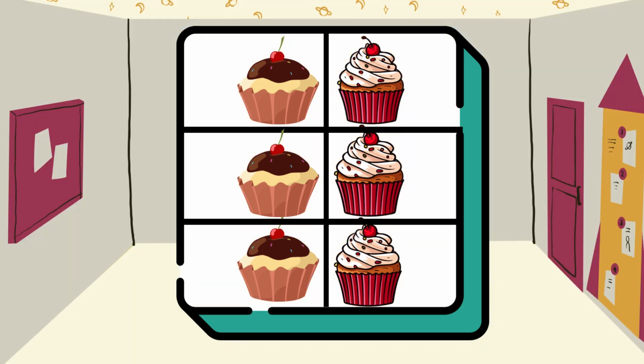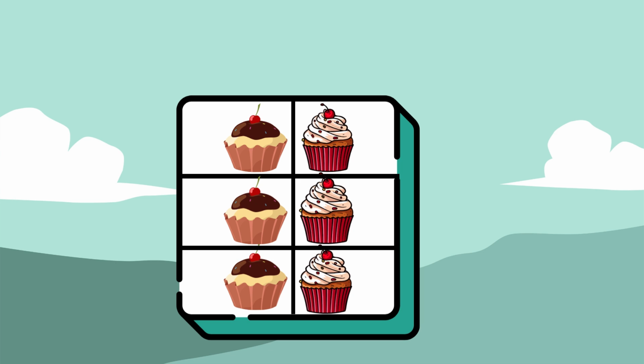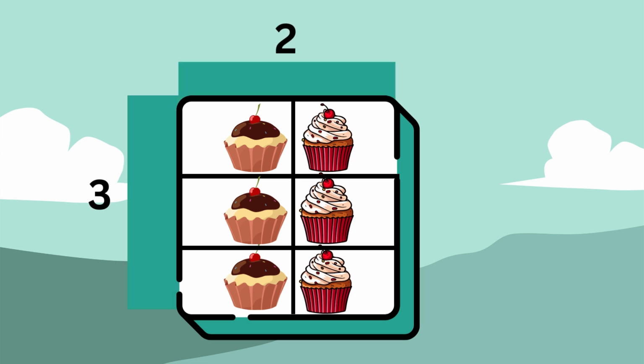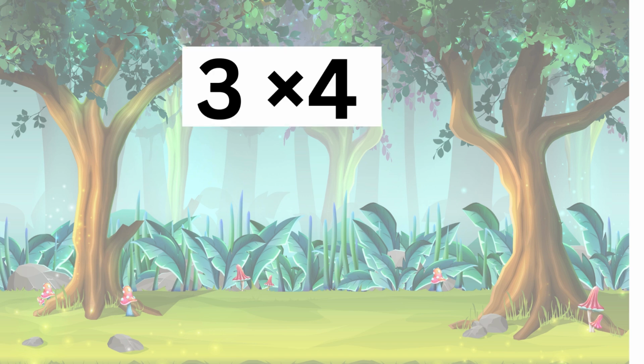To find how many cupcakes there are, we can either count the cupcakes 1, 2, 3, 4, 5, and 6, or add 2 plus 2 plus 2. We can also view the array as 3 groups of 2 cupcakes and form the multiplication equation as 3 times 2. Let's move on to creating an array of apples for the problem 3 times 4.